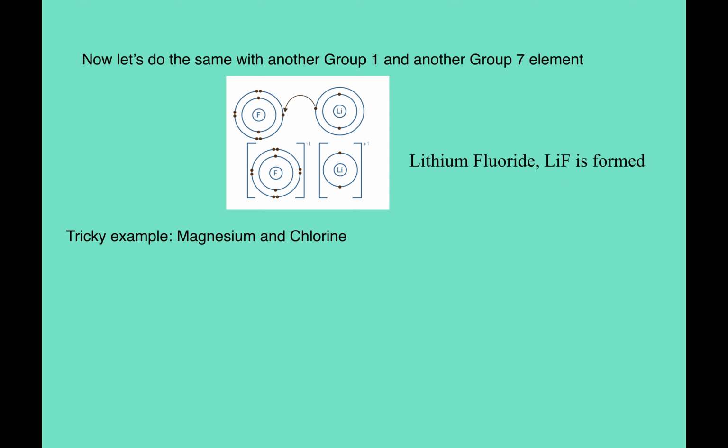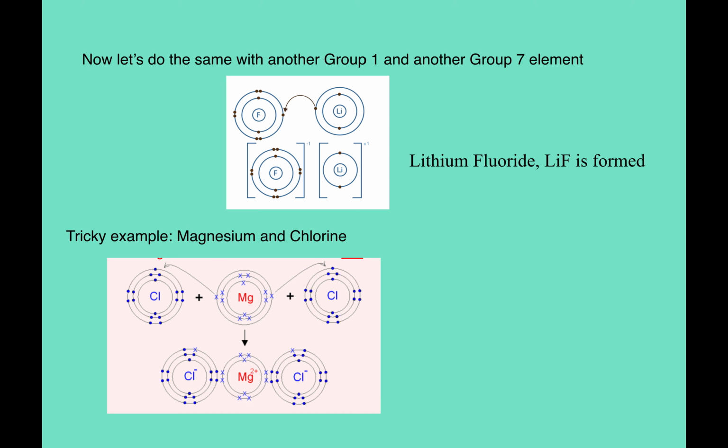Slightly more tricky example, magnesium and chlorine. So here, magnesium, to get a full outer shell, needs to lose 2 electrons now, not 1 electron. So what it does is it gives an electron to each of 2 chlorine atoms, because the chlorine still needs to gain 1. So the chlorine becomes chloride, and the magnesium ion is formed, which is Mg2+, because it's lost 2 electrons, 1 to this chlorine and 1 to this chlorine. So for every magnesium ion, Mg2+, there are 2 chloride ions, so its formula is MgCl2.